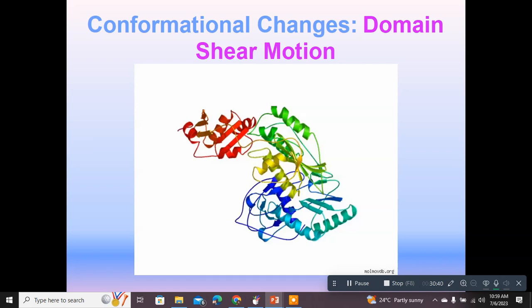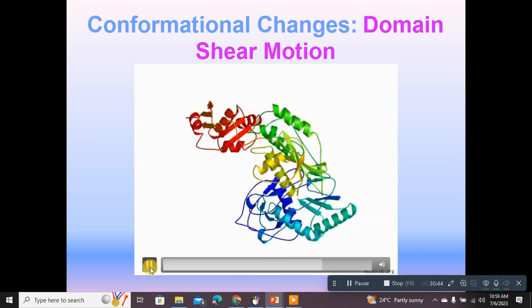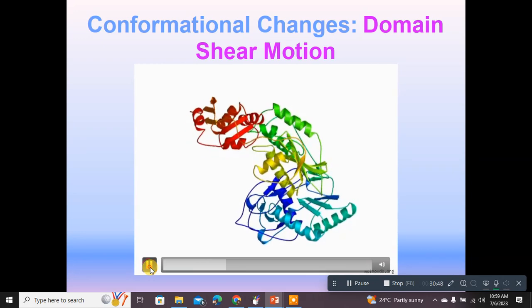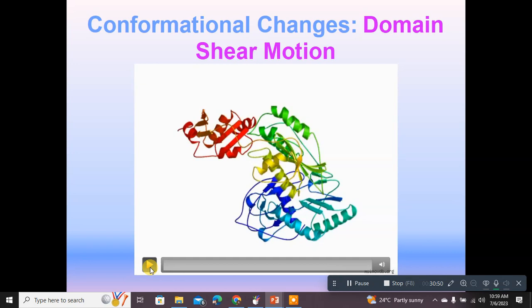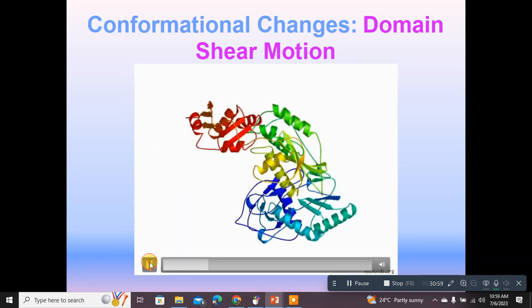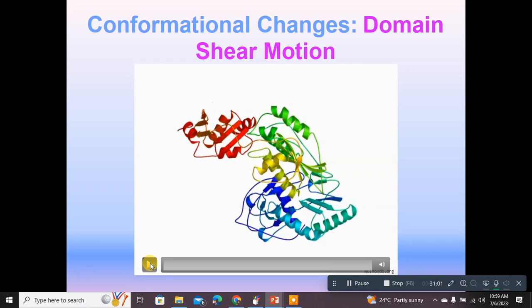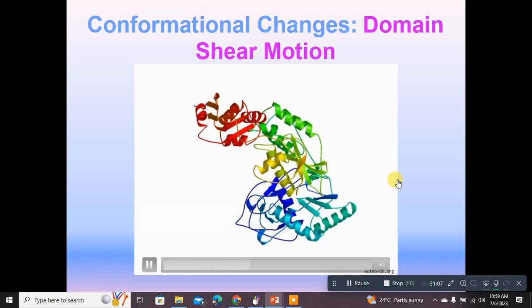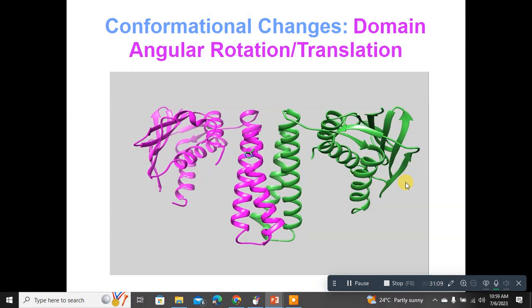Okay, this is another example. We call it shear movement. So this kind of movement we call shear movement. It's not a complete conformational change, but it is a kind of smaller movement, and scientifically such movements are called shear movements. Okay, let's move to another slide.